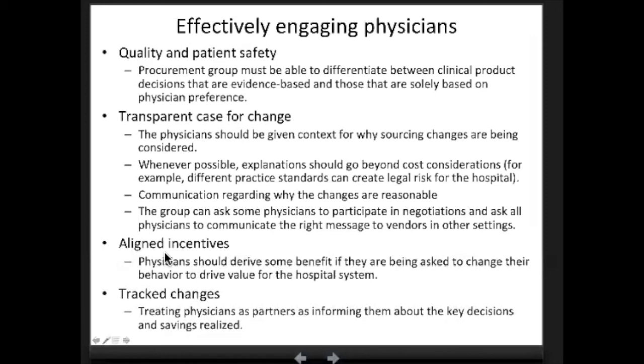There needs to be alignment of incentives because physicians are making changes to the way they are conducting their activities, so they need to derive some benefit, and this could be different based on the physician's role within the healthcare organization. If they are employed with the healthcare organization, the article emphasizes certain ways in which you can align those incentives. And if they are consulting with that healthcare organization, it will be a different way in which you will align incentives. And finally, track changes. You treat physicians as partners and inform them about the key decisions and how savings have been realized through those decisions.